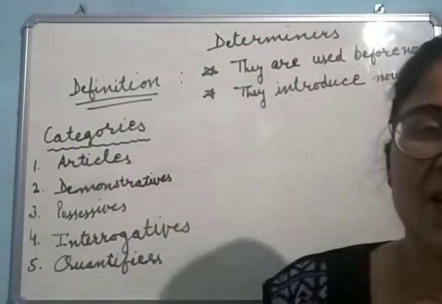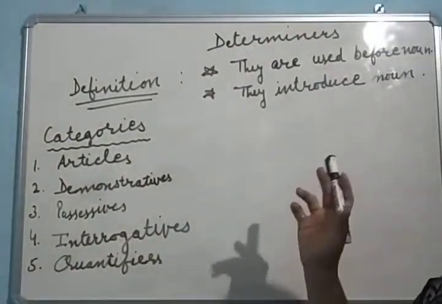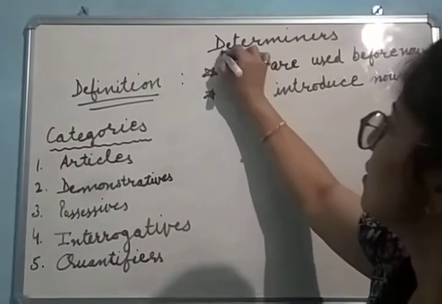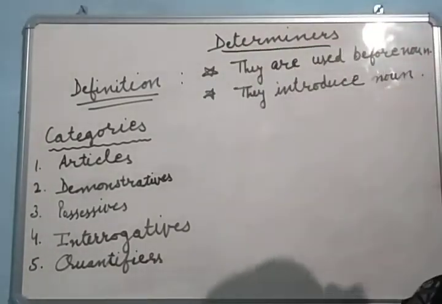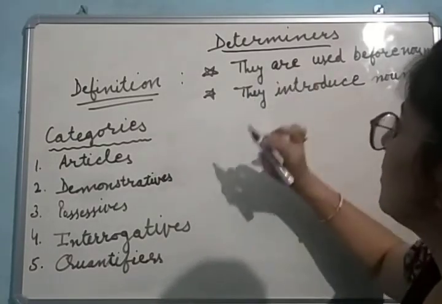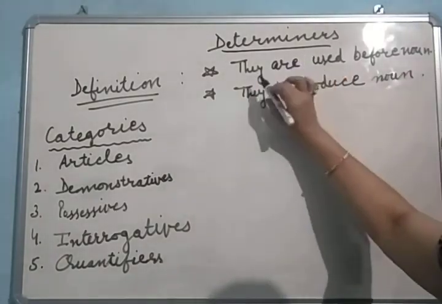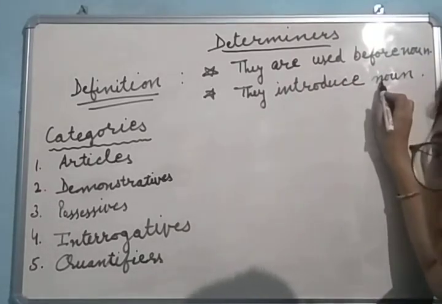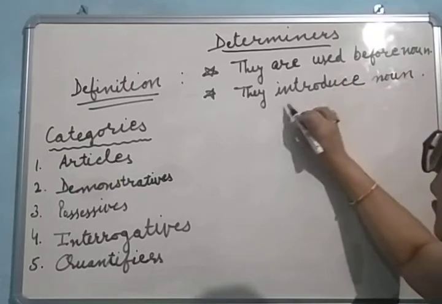Dear class students, today we'll take another topic of our English grammar, and the name of the topic is determiners. It is a very important topic. Let's discuss it. Determiners are words used before nouns, and they introduce nouns.